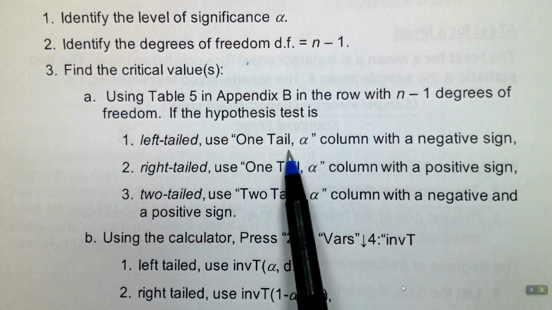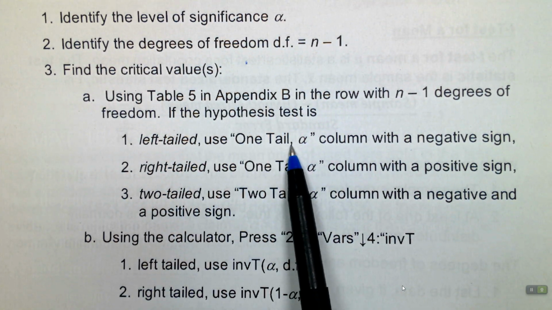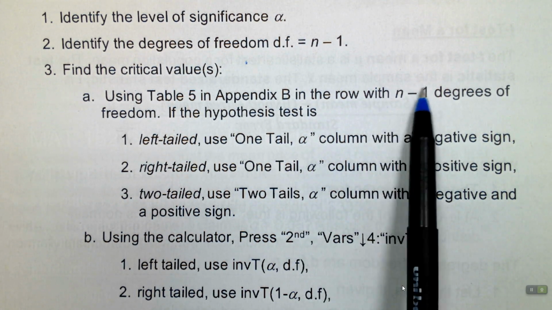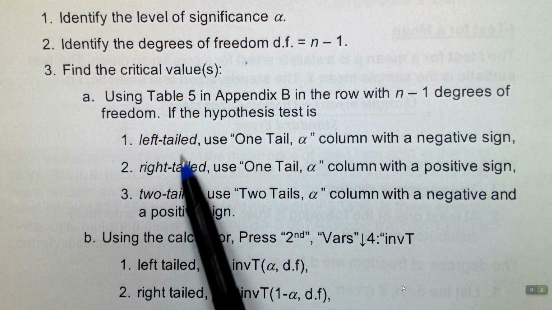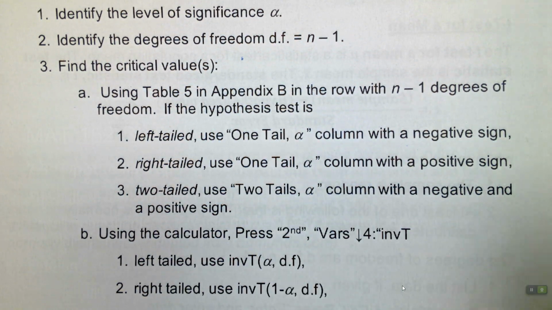Okay, so I have those directions here. So if you ever get confused, find your DF. And then one tail is left and right. Two tails means you have both.